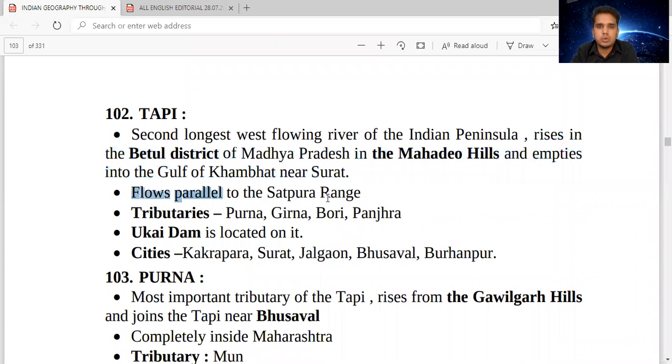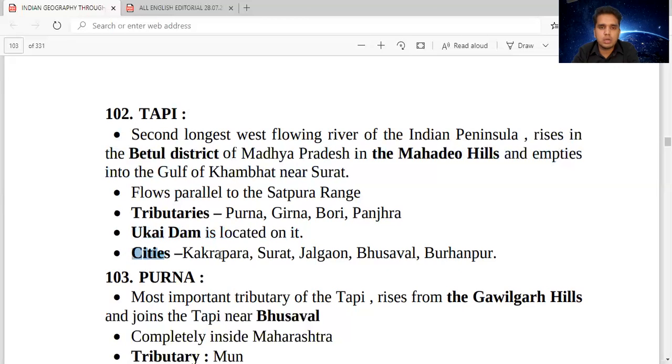It flows parallel to the Satpura Range. Tributaries are Purna, Girna, Bori, Panjra. Ukai Dam is located on it.